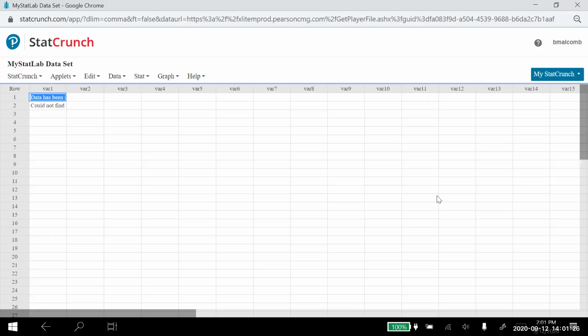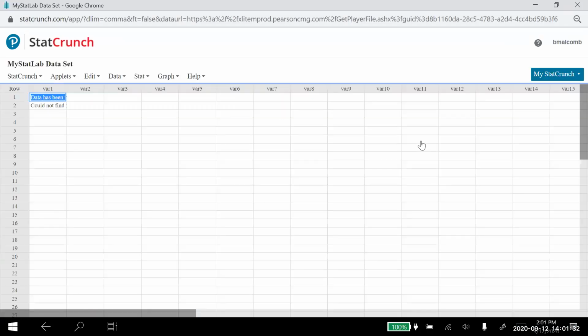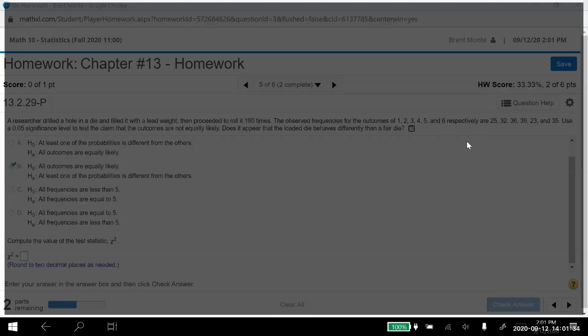Data could not be found. These guys are killing me. We'll try this up to 3 times. If it doesn't work, we'll have to enter it ourselves. Let's try one more time.